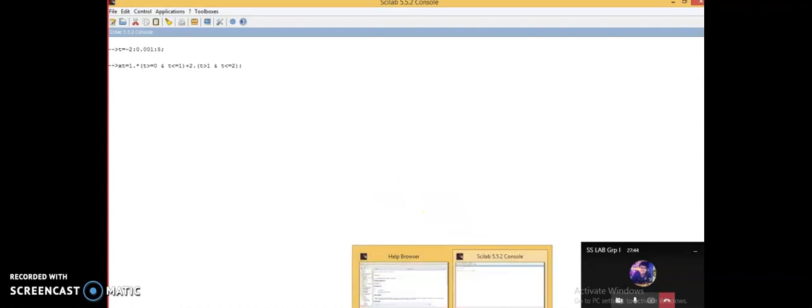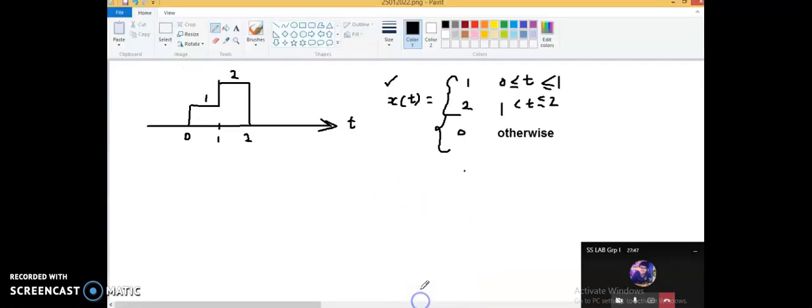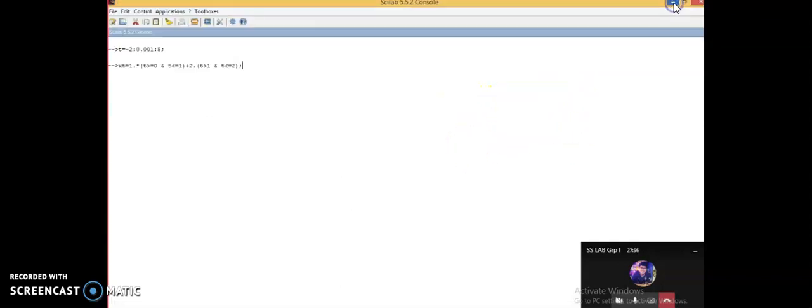This is how our xt will be defined, like this with logical operators. It is 1 between 0 to 1 and 2 between 1 to 2 and 0 otherwise. So this can be written in SciLAB as this expression. So your xt is defined. Next thing is to plot it. Oh, यहाँ पे multiplication लिखना भूल गया. Multiplication. Okay, now your xt is defined.